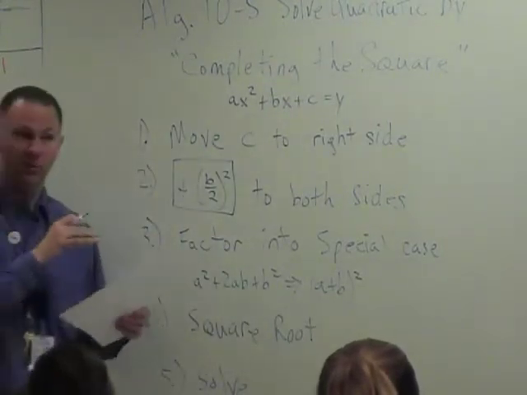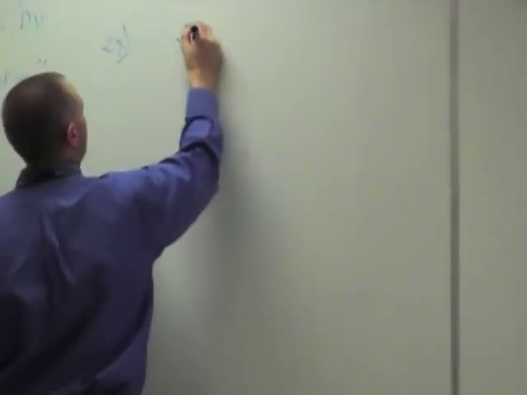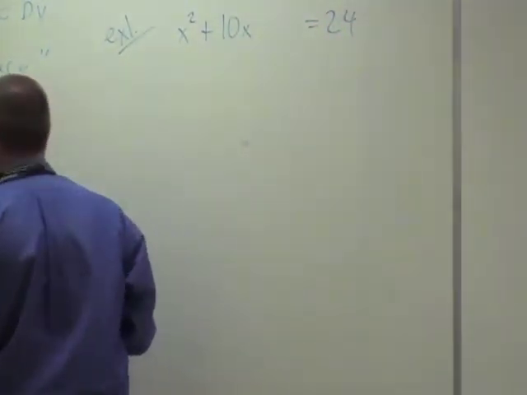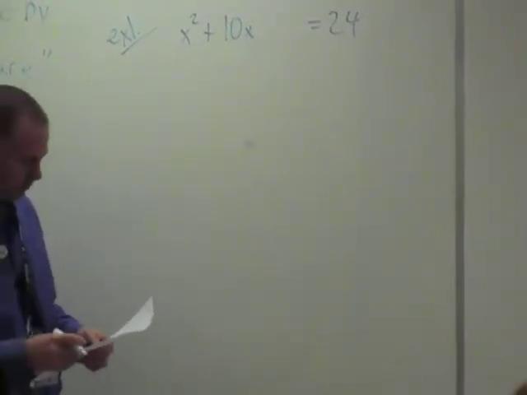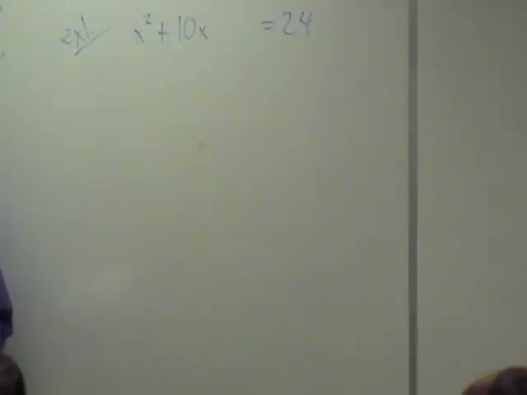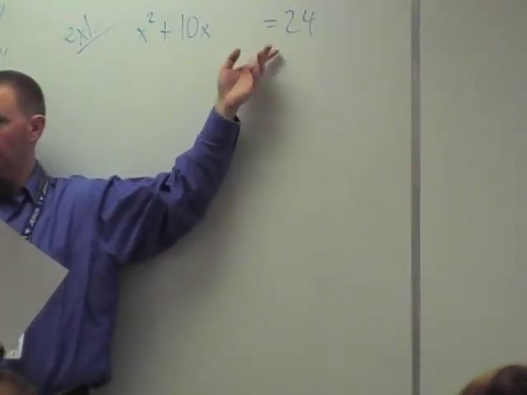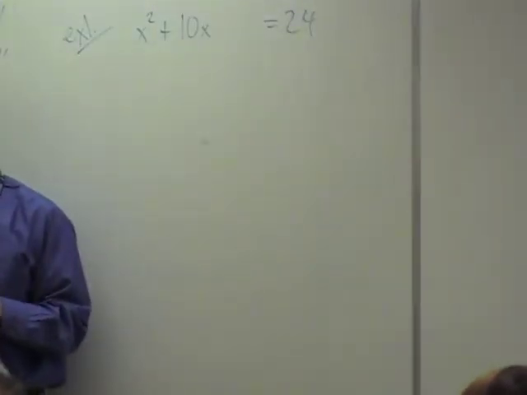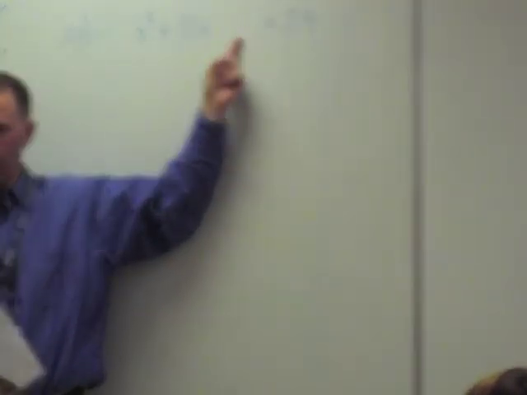All right, let's actually do something here. Example 1. X squared plus 10x equals 24. Notice that the c term is already on the right. If the 24 was over here, first of all, it would be minus 24. Would it factor? Yeah. But if that was minus 24, what would it factor into?